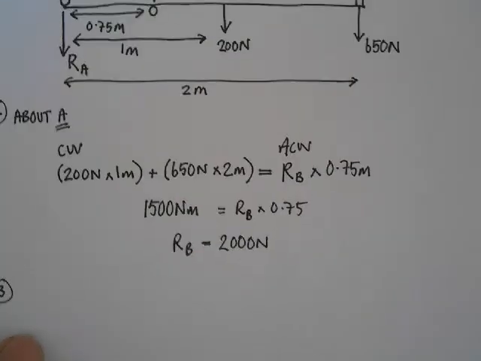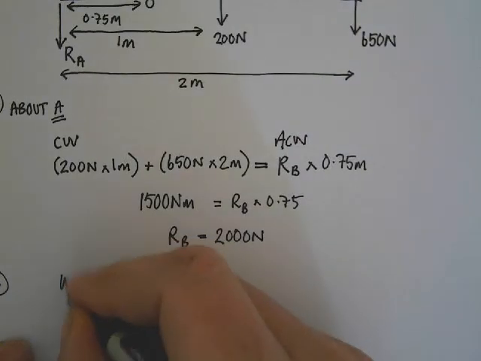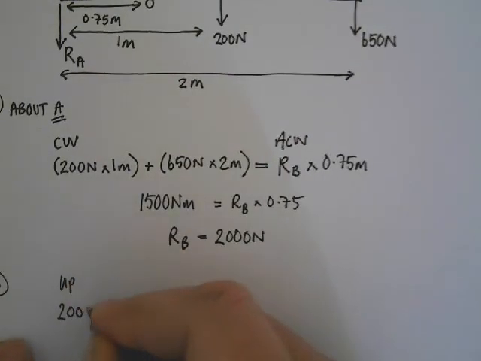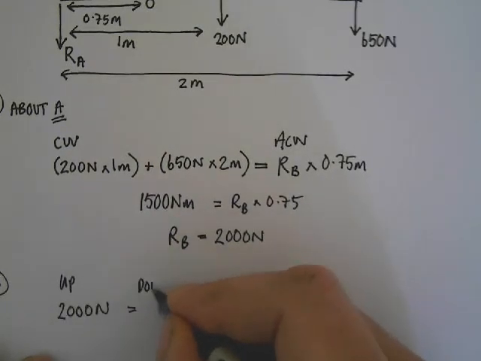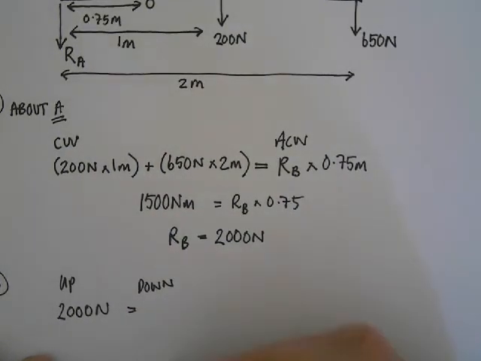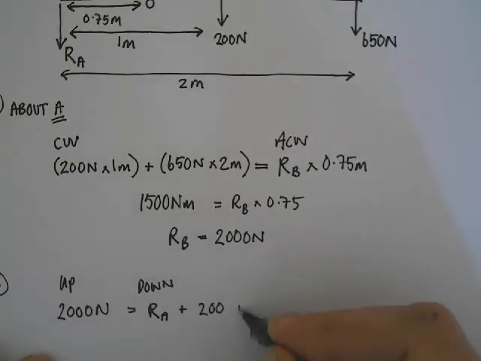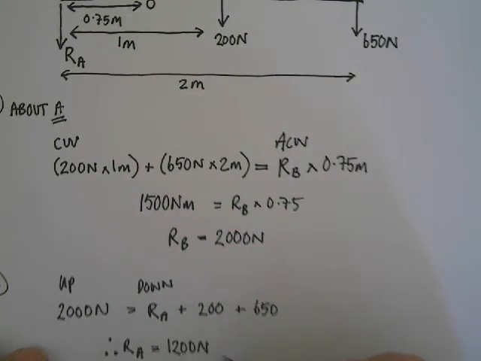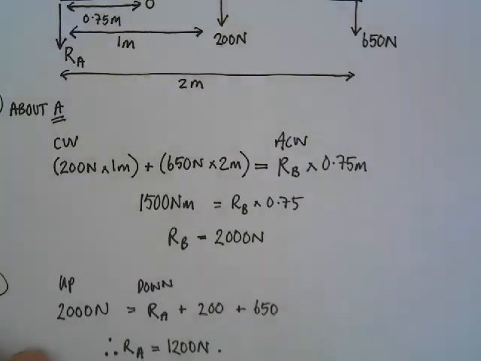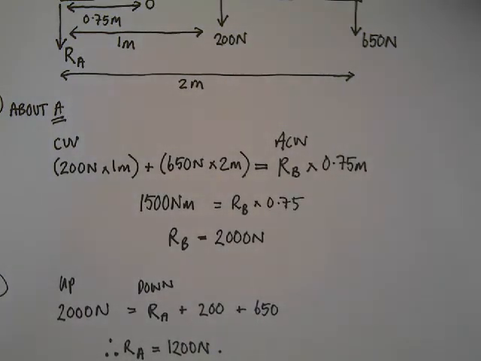So to find the next one, it's really straightforward. Up, we've got 2,000 newtons, and that's going to equal the forces down, which is RA, that's acting down, plus 200 plus 650. And when you solve all of that, therefore RA is going to equal 1,200 newtons. And that's that.